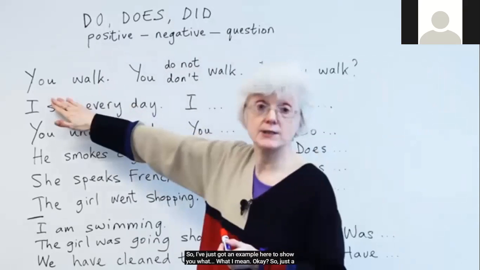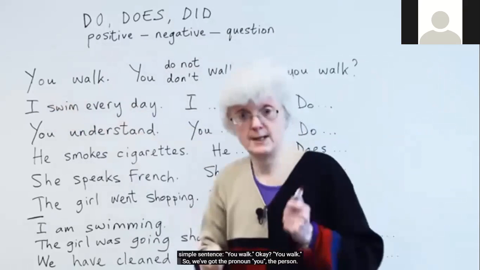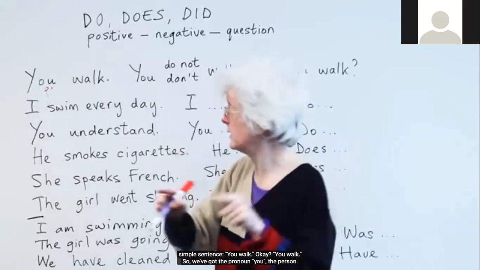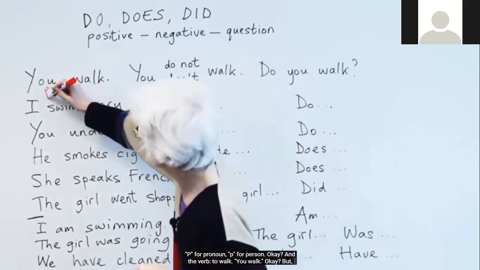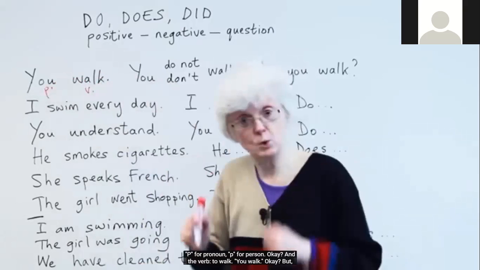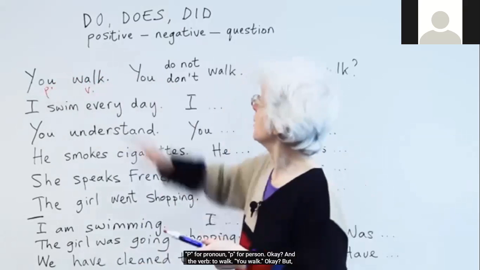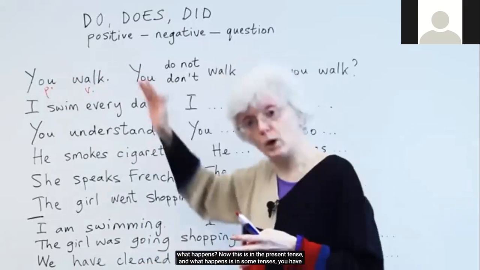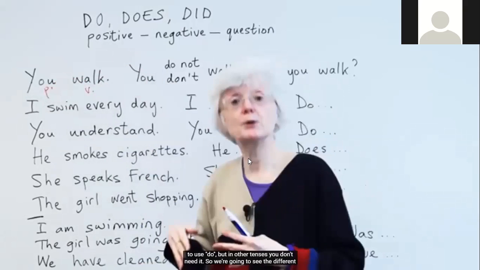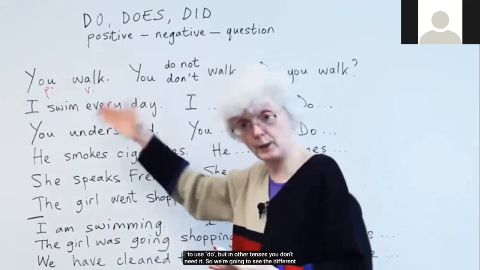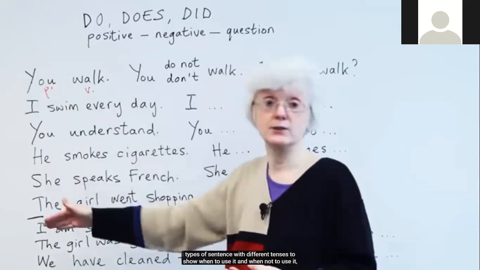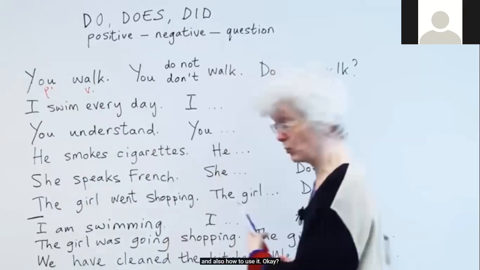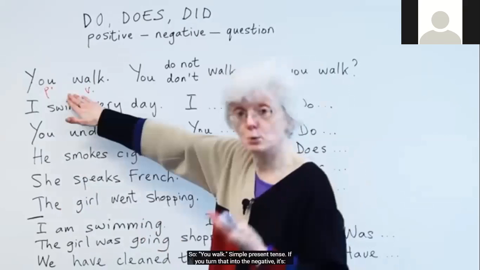Okay. So just a simple sentence. You walk. So we've got the pronoun, you, the person pronoun, and the verb, to walk. You walk. Now this is in the present tense, and what happens is, in some tenses, you have to use do, but in other tenses, you don't need it. So we're going to see the different types of sentence with different tenses to show when to use it and when not to use it, and also how to use it. So, you walk, simple present tense.